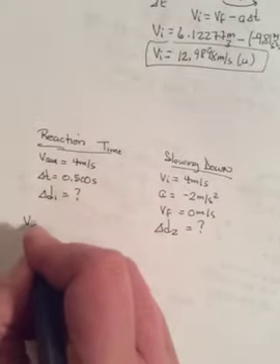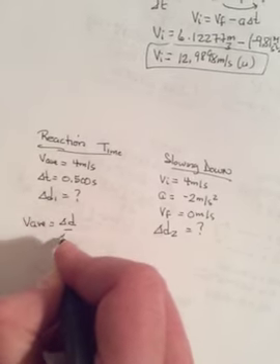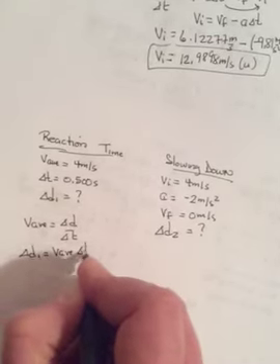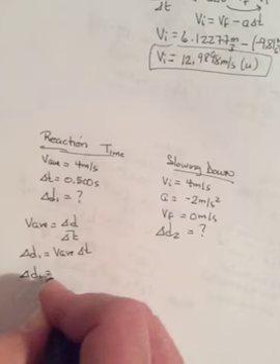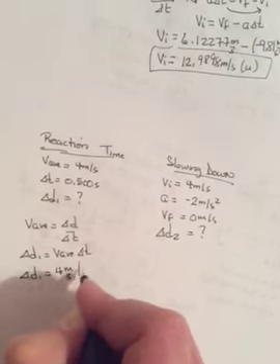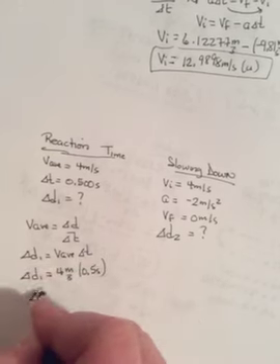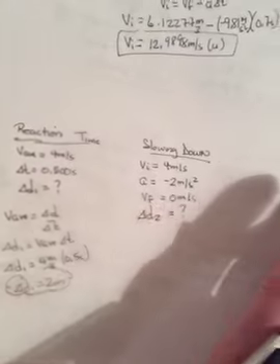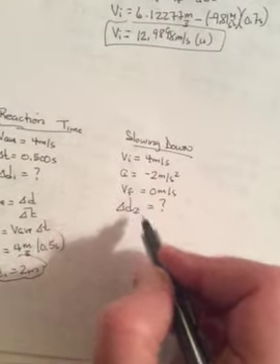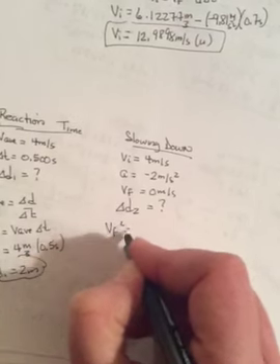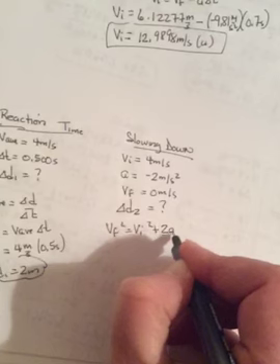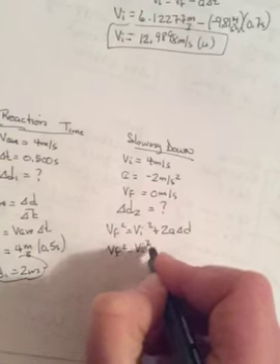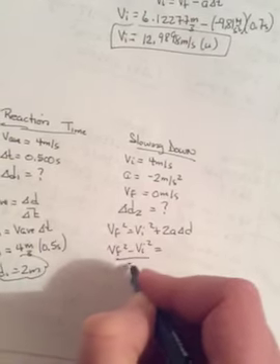So for the reaction time, VAV is equal to delta D over delta T. So delta D is equal to VAV times delta T. So our D1 is going to be 4 meters per second times 0.5 of a second. So D1 is 2 meters. Over here, we have a VI, an A, a VF, and we want a delta D. So VF squared is equal to VI squared plus 2A delta D. Rearrange for delta D, VF squared minus VI squared, and then divide by the 2A.